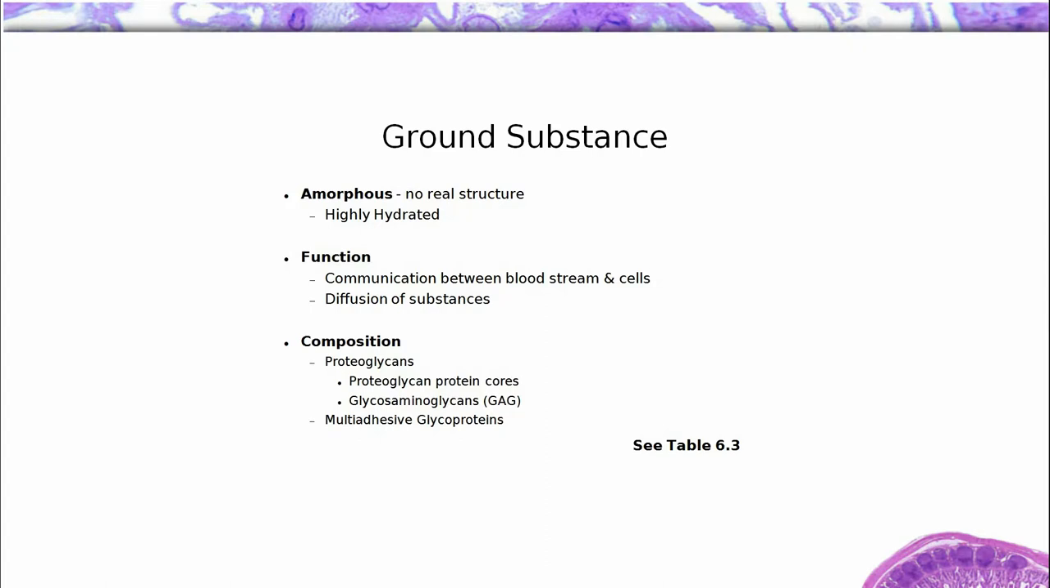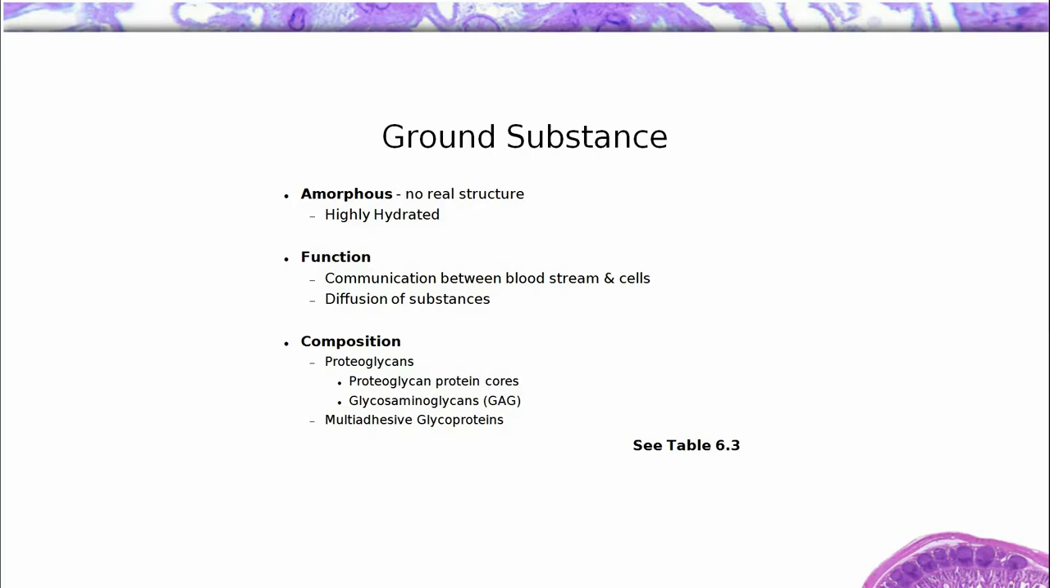Now to the other part of the ECM, which is called the ground substance. Sometimes referred to as the amorphous ground substance, meaning that it has no real structure. It's fairly non-structured. Basically, we're looking at something that has the consistency of jello. It doesn't look like much, but it's fairly gelatinous, fairly thick, and also very highly hydrated. It has a lot of water within it.